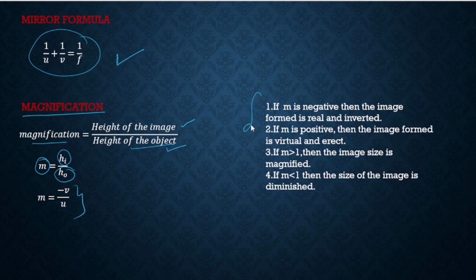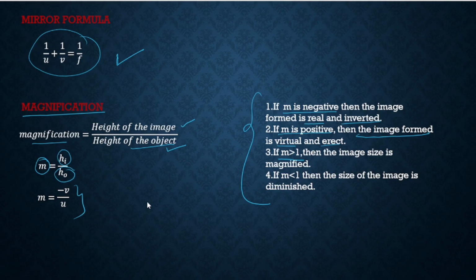Next, ये कुछ रूल्स दिया गया है magnification के बारे में. अगर magnification negative होते हैं, the image क्या होगा? The image that is formed will be real and inverted. Real image होगा और inverted होगा. Reflecting surface के आगे form होगा और the image will be inverted. It means उल्टा. If m is positive, the image formed is virtual and erect. Virtual image होगा, that will form on the back side of the reflecting surface and erect in the upper direction.